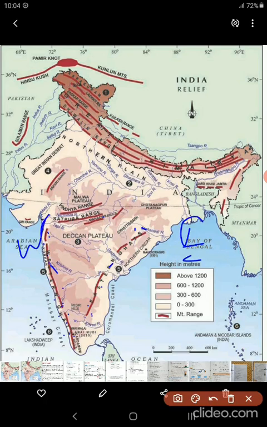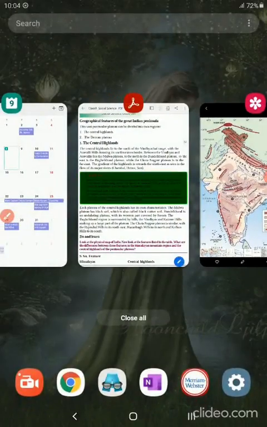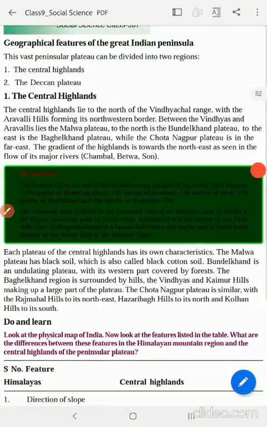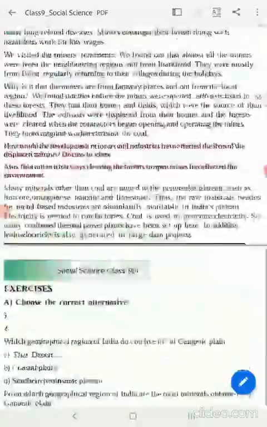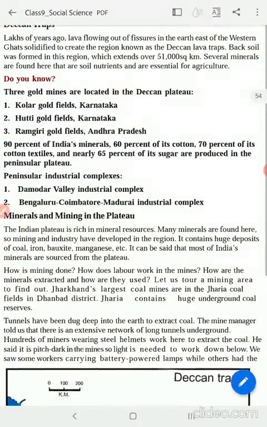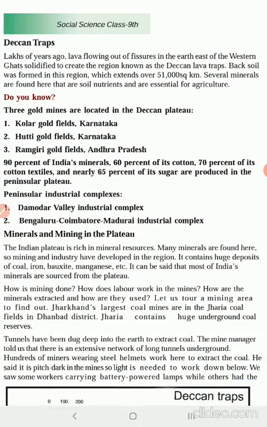So with that I complete the short description, and then you can just follow the video, and you have to read through the text. They are very simple. You have to read through the text, and then I will talk something about the Deccan traps, and then about minerals.